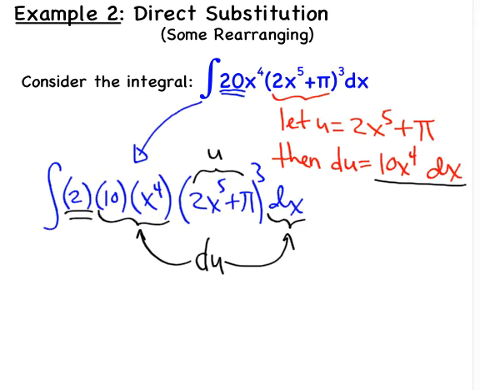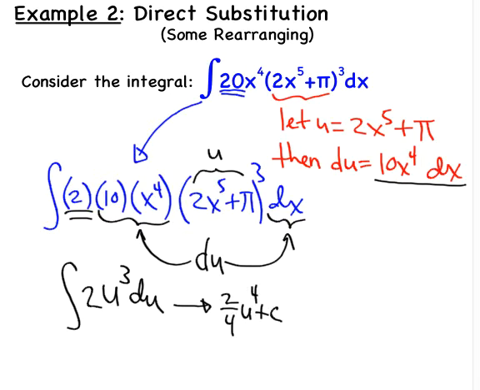We still have a 2 here, so I can say this is the antiderivative of 2. The inside of the parentheses is now u, raised to the 3rd power, du. And again, U-substitution has taken a complicated integral and reduced it down to something very simple. We can apply the power rule for antiderivatives.